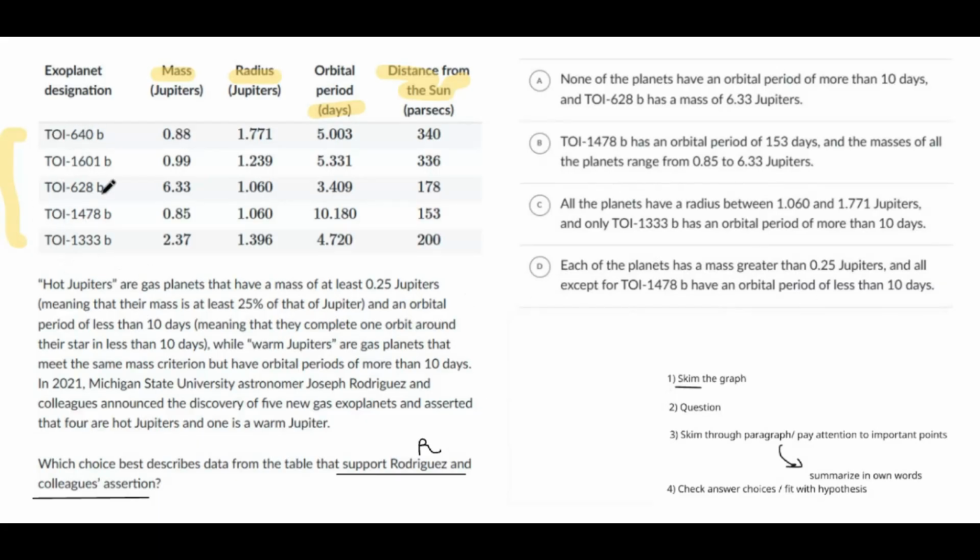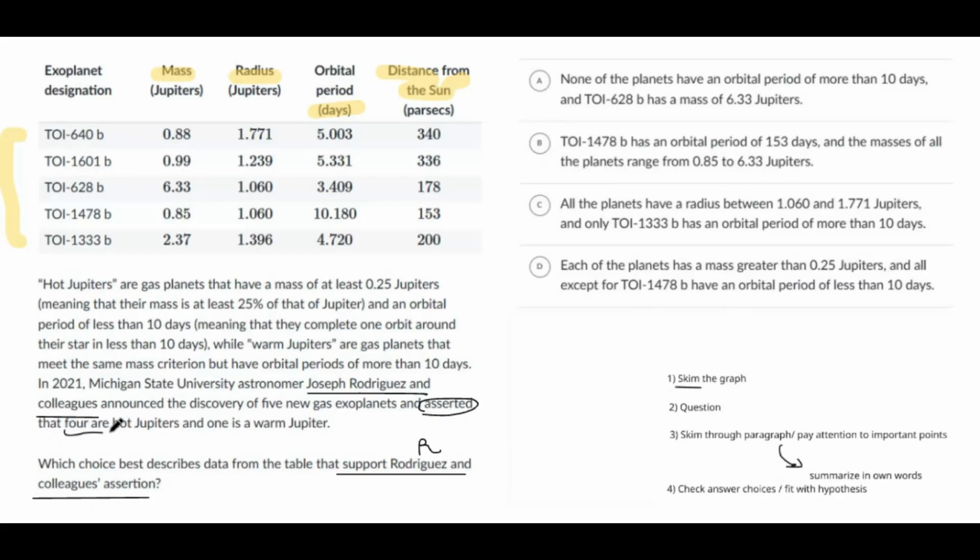Now, since it's telling us to support some assertion, usually assertions are going to be in the last sentence, so we can quickly jump to the last sentence of the paragraph and outline the kind of assertion that they're talking about. Like here, notice the last sentence: in 2021, Michigan State University astronomer R announced the discovery of 5 new gas exoplanets and asserted that 4 are hot Jupiters and 1 is a warm Jupiter.